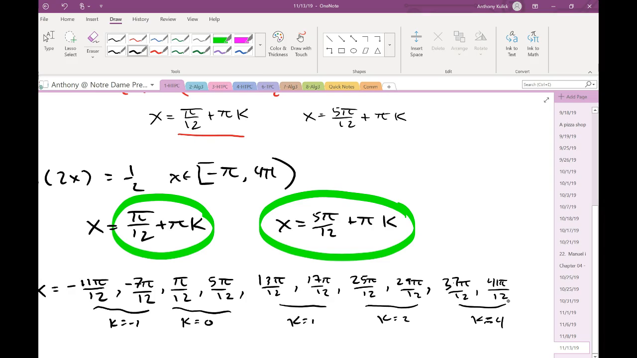Wait a minute. Yeah, sorry. Thank you. K equals 3. If I go to k equals 4, it's going to be too big, right? Because now I'm adding 4 pi, which is definitely too big.